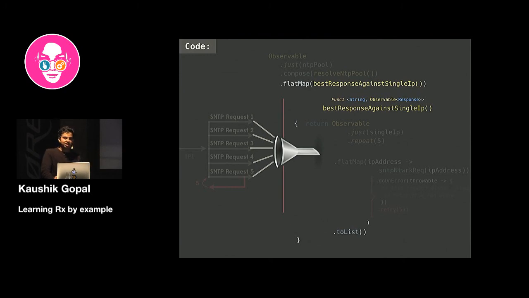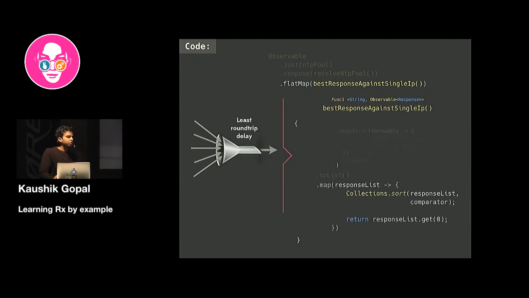Why do I want to do this? Well, it so happens that in Java, sorting a list is really, really easy. So the NTP spec says I need to sort this by this attribute called round trip delay. I need to sort the responses with the least round trip delay. And because toList gives me a list object, I'm going to use the map operator.